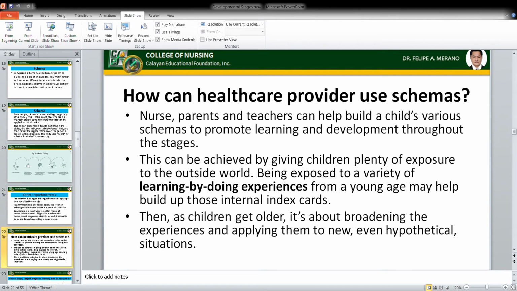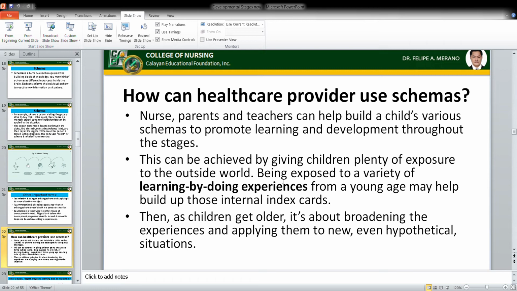Next, how can healthcare providers use these schemas? Nurses, parents, teachers can build a child's various schemas to promote learning and development throughout the stages. This can be achieved by giving children plenty of exposure to the outside world. Being exposed to a variety of learning by doing experiences from a young age may help build up those external index cards.